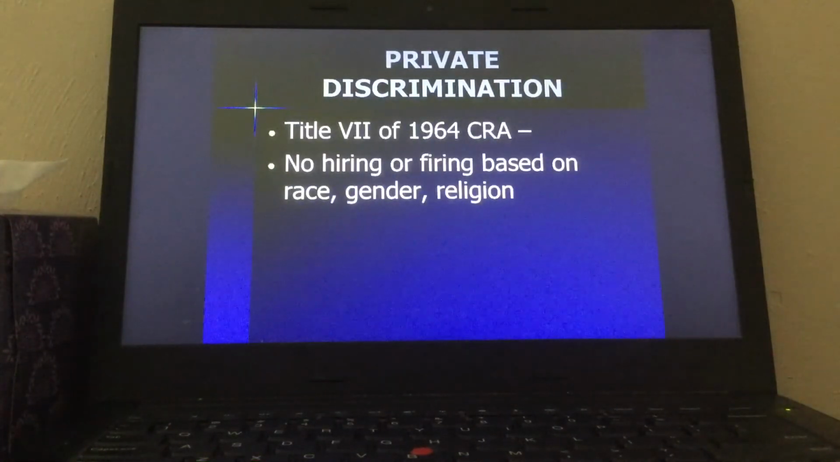And one part of it was called Title VII, or Part 7 of that act, which applied not just to customers who you had to serve, but also to employees. You could not hire or fire somebody on the basis of his or her race or gender or religion. So not only are customers protected under this law, employees are protected as well.